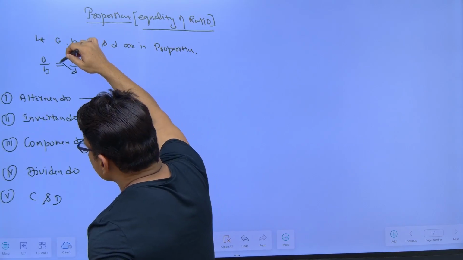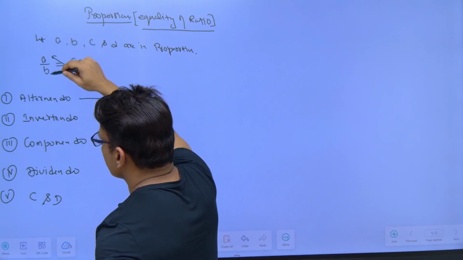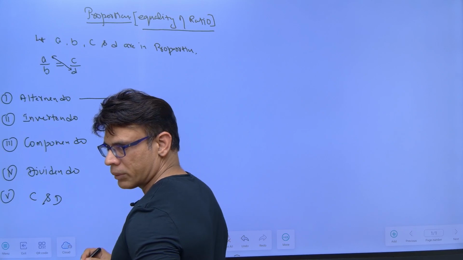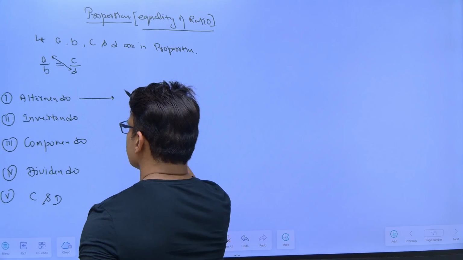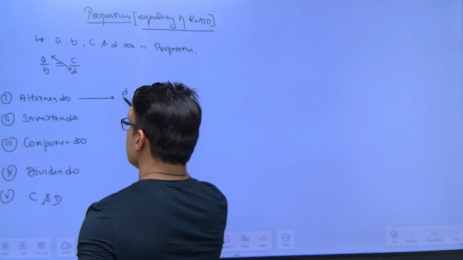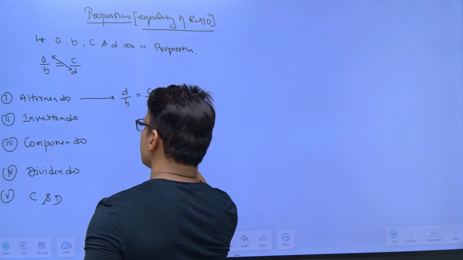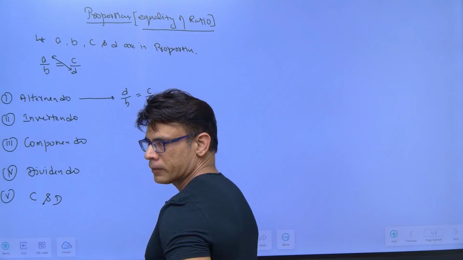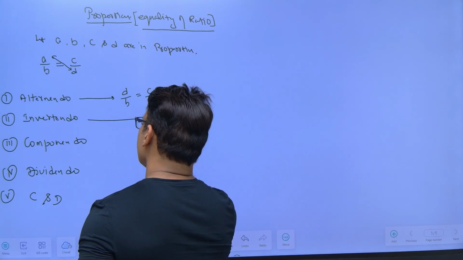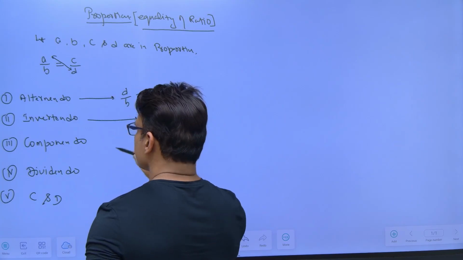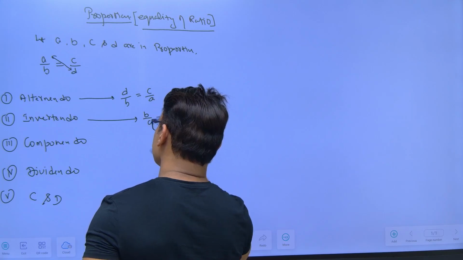We either interchange D and A or interchange B and C, not both simultaneously. So when you do this, the equality sign will remain as it is. It will be D by B is equal to C by A. So the equality will remain the same. Invertendo means flip it. It will be B by A equal to D by C.